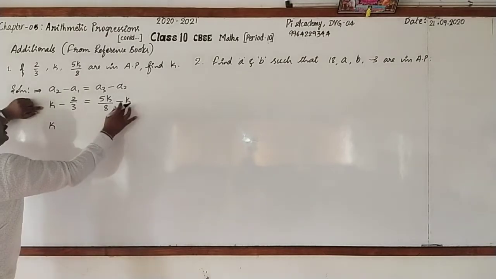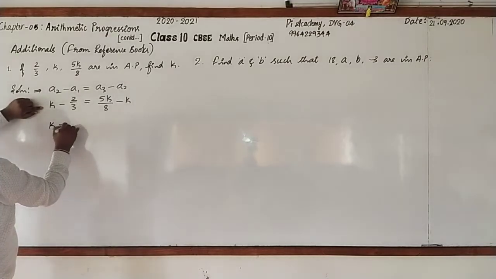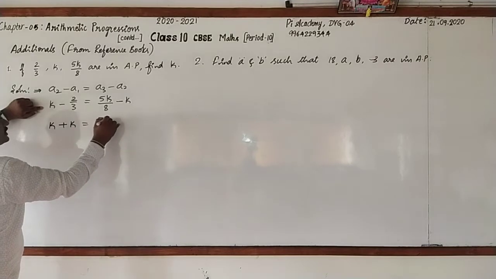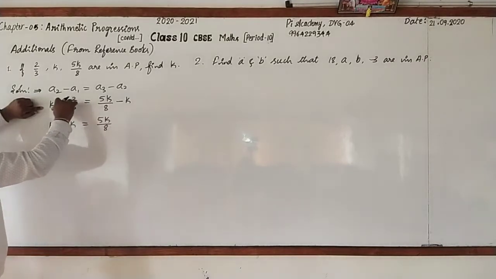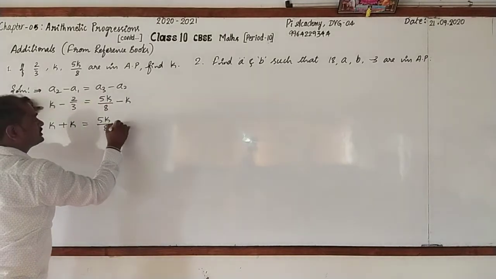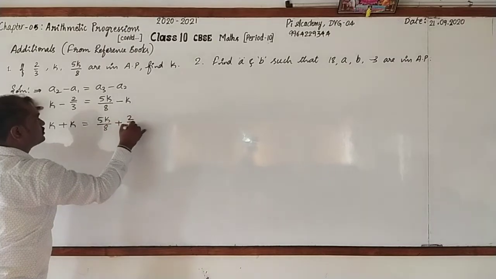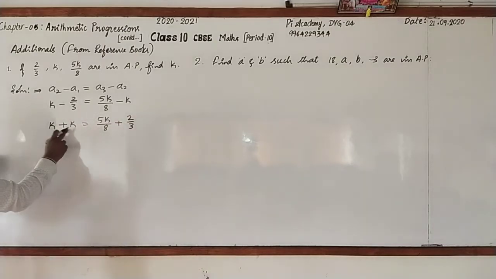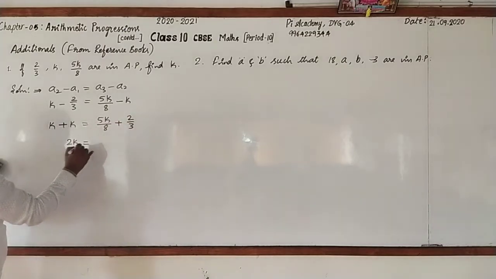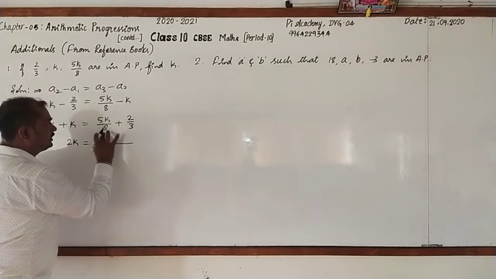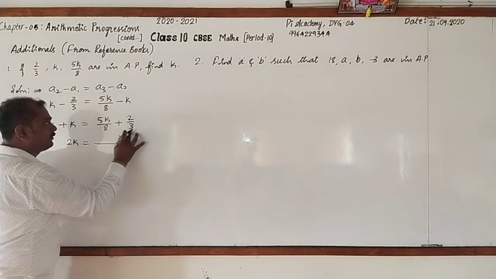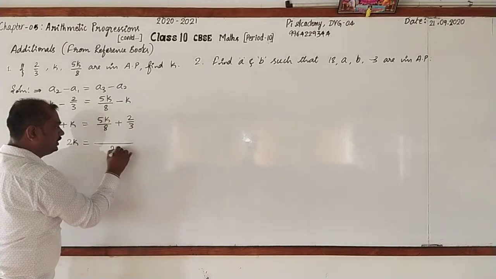Here k, take this minus k to the left hand side, it becomes plus k. Then this is 5k by 8, transfer minus 2 by 3 to the right hand side, it becomes plus 2 by 3. What is k plus k? This is 2k, which is equal to, here take LCM. LCM of the denominators 8 and 3 is 24.